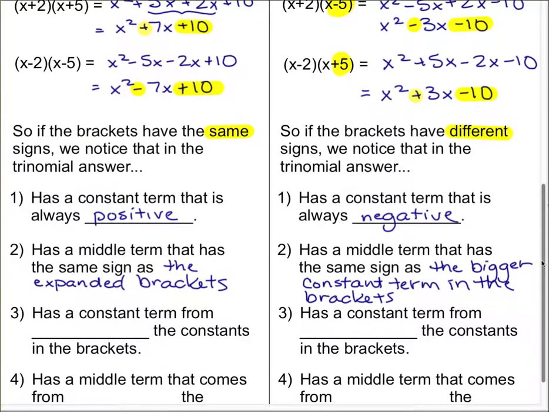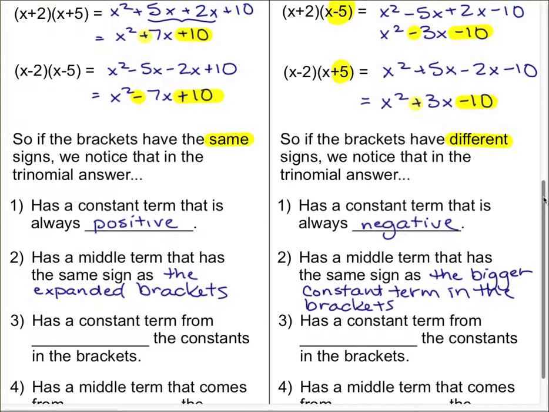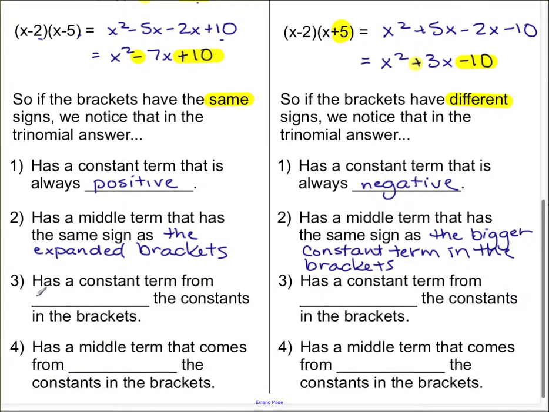Okay, now the last one's, or the third one, there's still one more after this. I'm going to pull this down a little bit. Hopefully we can see what it has here. It says has a constant term from blank the constants in the brackets. Well, this last term comes from multiplying 2 times 5 to get 10, and 2 times 5 to get 10, and same thing over here, so that's why they're all 10. So it has a constant term that comes from multiplying the constants in the brackets.